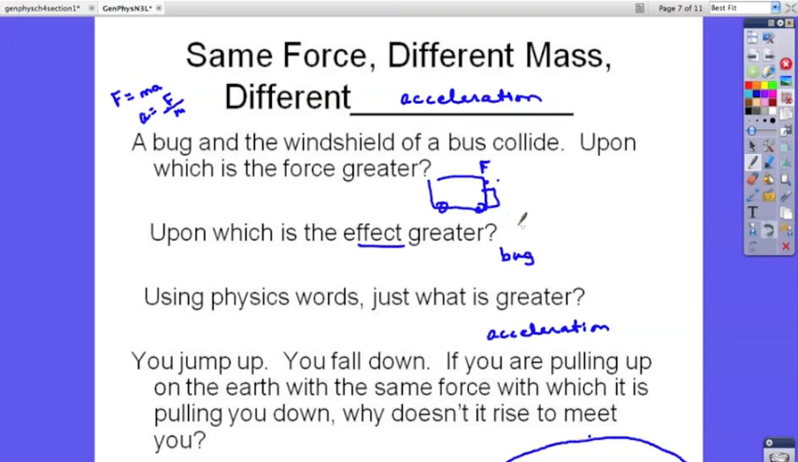And the same thing with the bug and the bus. The bus's mass relative to the bug is very, very large, and so the bus's acceleration is pretty much nothing. The bug's mass is really small, and so that force is enough to really accelerate the bug. And the bug's exoskeleton is probably not strong enough to withstand that kind of an acceleration, and so it loses structural integrity.